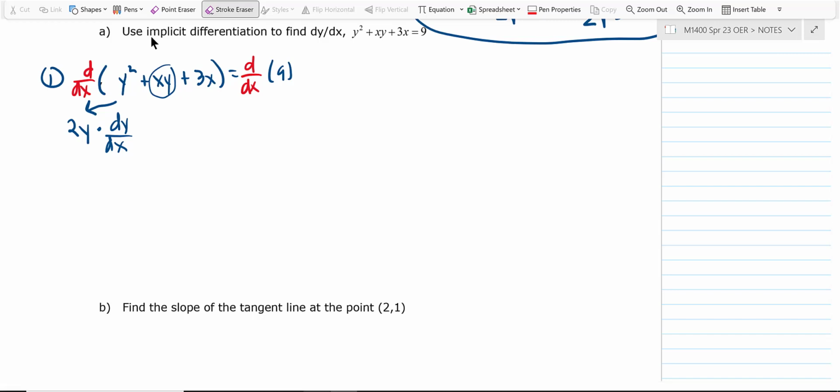Product rule, product rule. A lot of times students do not see that. That is two different functions. It's two different variables multiplied. So that thing right there is going to be a product rule, okay?